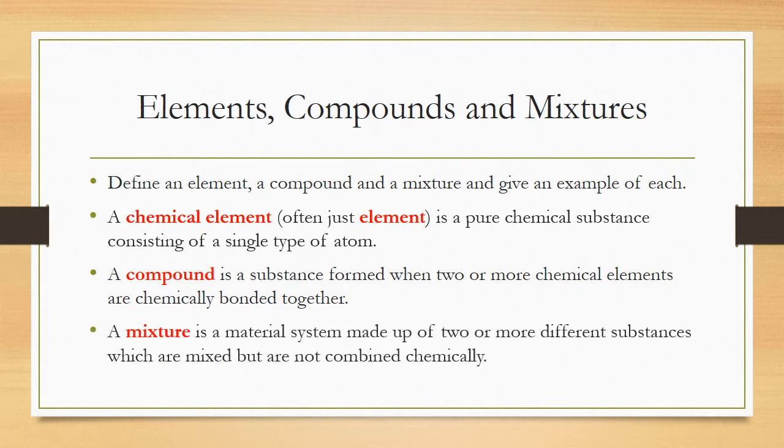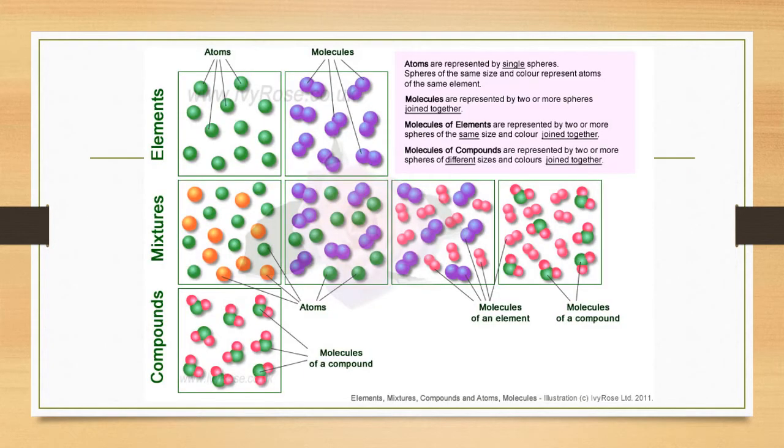And a mixture is a material system made up of two or more different substances which are mixed but are not combined chemically. Okay, so for example, a mixture of hydrogen and oxygen means that they're not actually chemically bonded, they're just together in the same container, but they're not bonded to form water. Okay, so a mixture would be a mixture of hydrogen and oxygen, say in a balloon. And there's a visual representation of that.